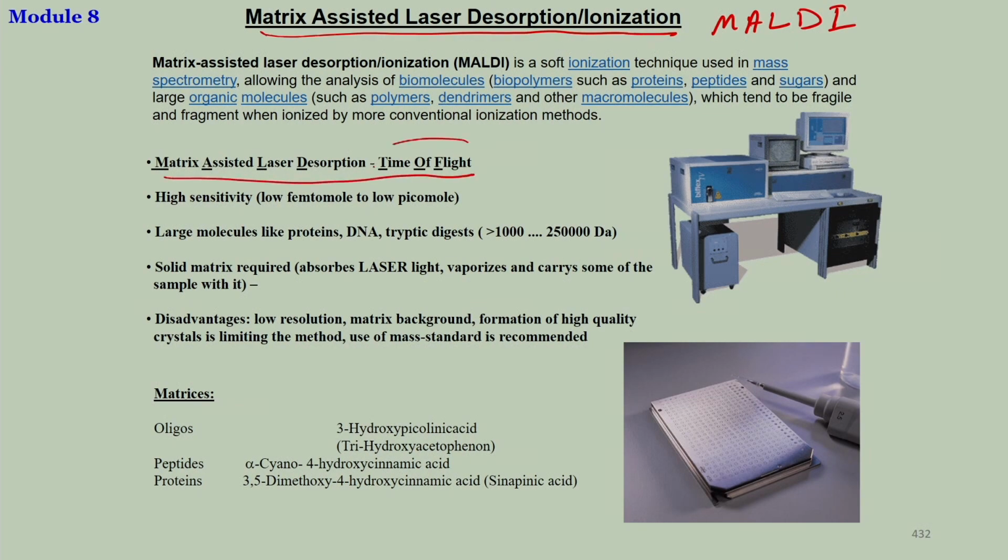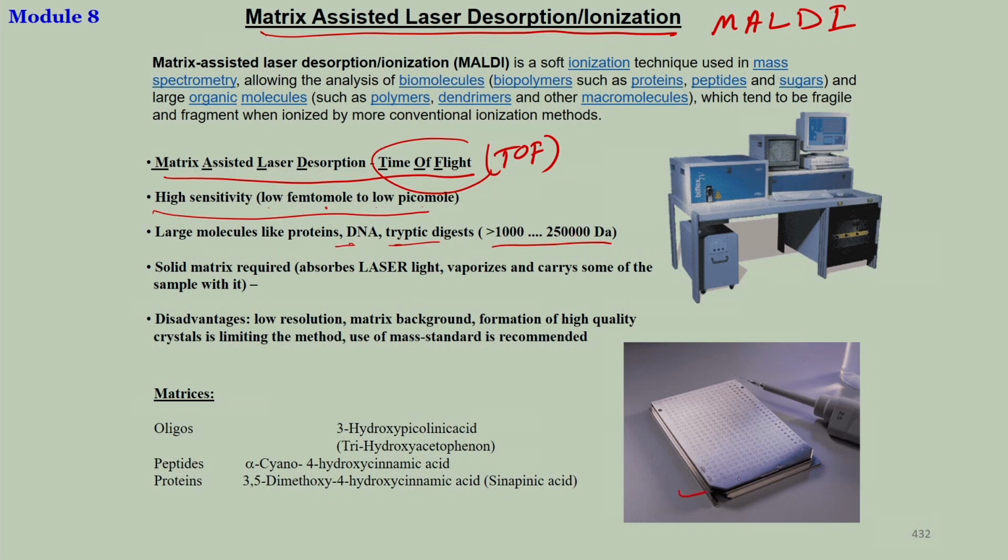It works on time of flight, TOF, the time it requires to fly. It is a very sensitive technique; you can detect low femtomole to low picomole quantities. It is used for large molecules like proteins, DNA, tryptic digests. MALDI is usually for large molecular weights, more than 1000 up to maybe 250,000 Dalton.